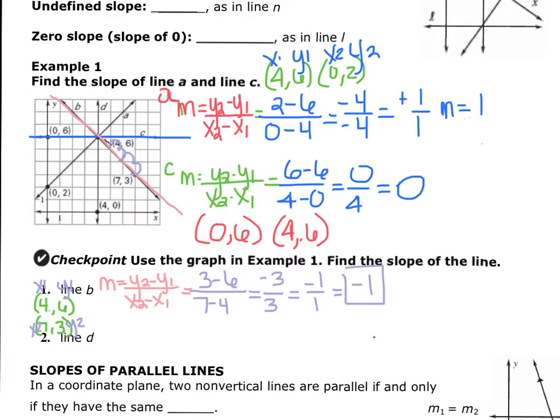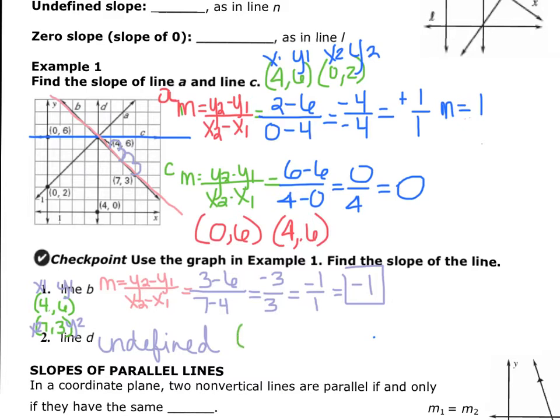Line D. This is line D right here, and it is a vertical line. If you remember from when we started off, vertical lines have an undefined slope. So right away, once you notice that this is a vertical line, all you have to write is that the slope is undefined. Now, if you don't recognize that, okay, you can still use some points.